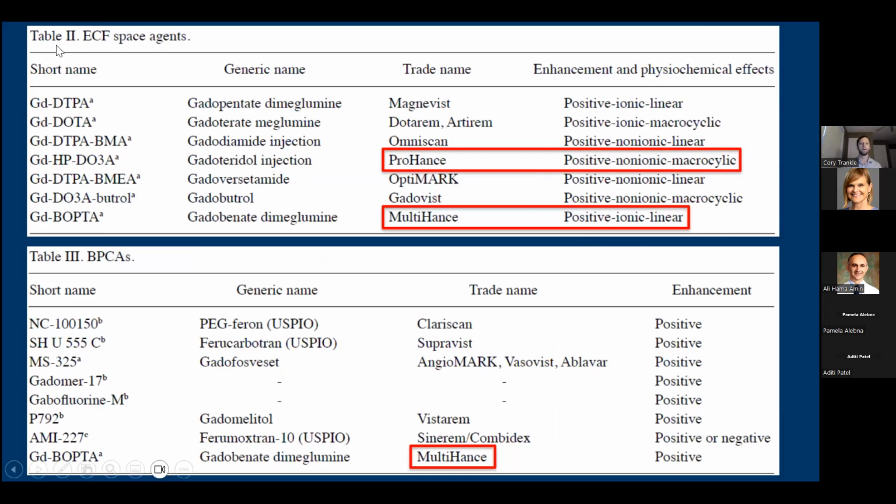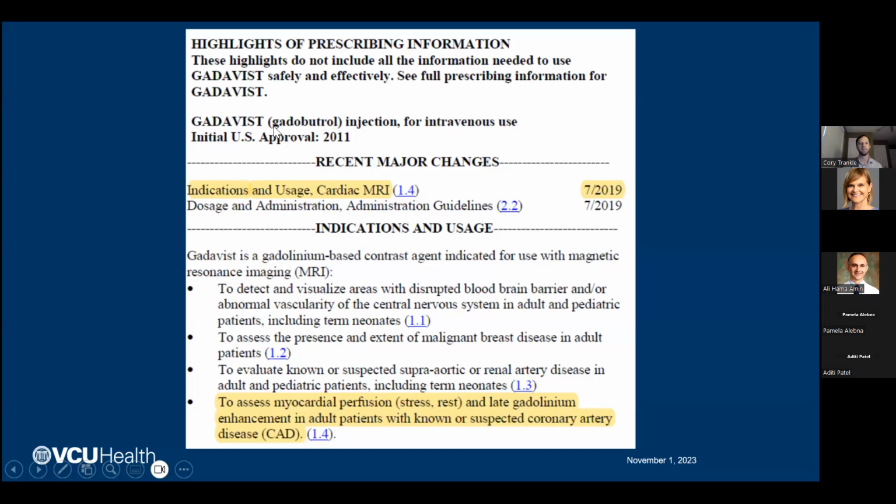And so here on table 2 we have extracellular fluid space agents. Here ProHance, again, is the one that we use. MultiHance is listed here, but it's also listed down here with the blood pool contrast agents, so it kind of rides that border between staying in the intravascular space and seeping into the extracellular spaces as well. And then here, as I mentioned, Gadavist. I usually try not to use trade names exclusively, but these chemical compounds are so hard to pronounce that I'm just going to use them today. So Gadavist is the one that, as of 2019, was approved for cardiac MRI.